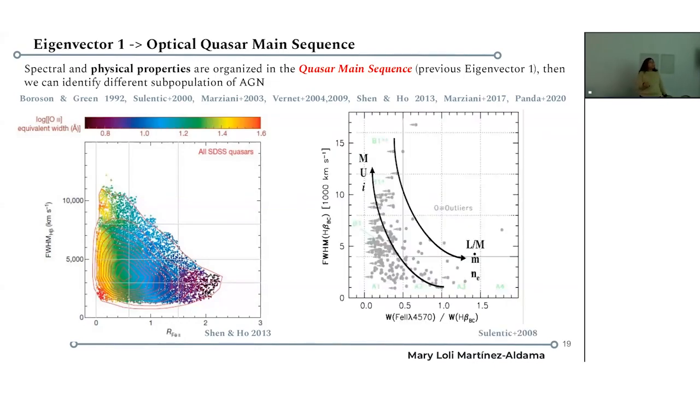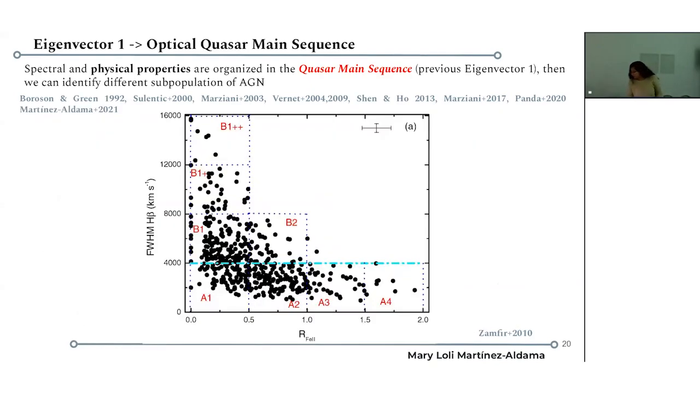But other properties are apparently well organized in this sequence. One is the black hole mass. The objects that are in the zone show lower black hole mass compared with the ones that are here. Also, the density of the clouds is higher here compared with here, and there is an effect of orientation also in this sequence. Well, taking this sequence that is in the optical range, we can divide the different AGNs in subpopulations.